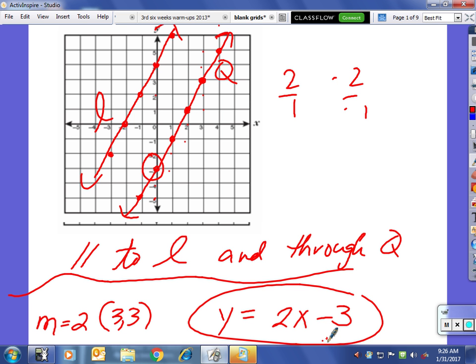All right, so finish the sentence. Parallel lines have the same slope, but they have different y-intercepts.